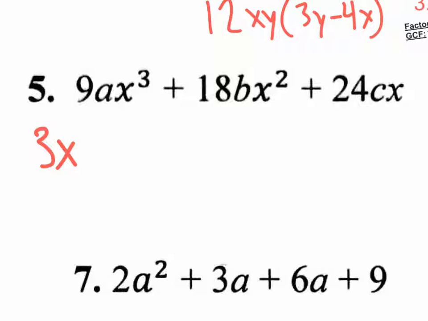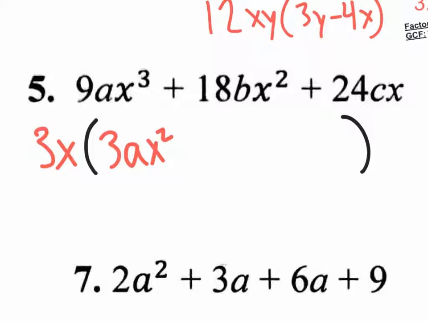So 3x in this case is your GCF. What would be left over in the parentheses? 3x times what gets us a 9ax cubed? Well, 3 times 3 gets us 9, and we also need an a in there, and we need it to be an x cubed. Since we already have an x, we're going to need an x squared in here, right? 3x times 3 is 9, x times x squared is x to the third, the a is just up there.